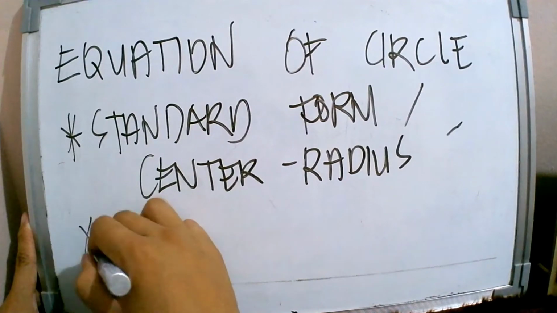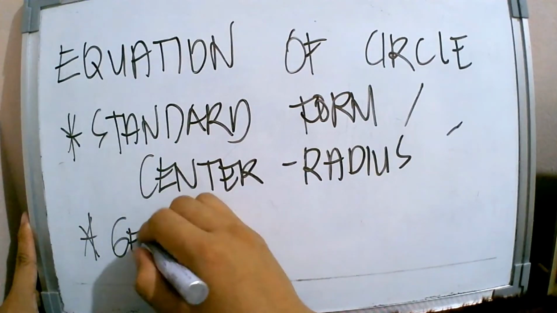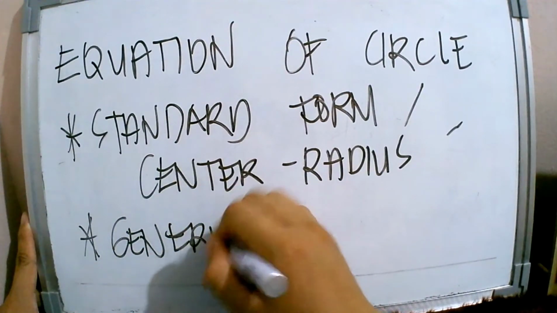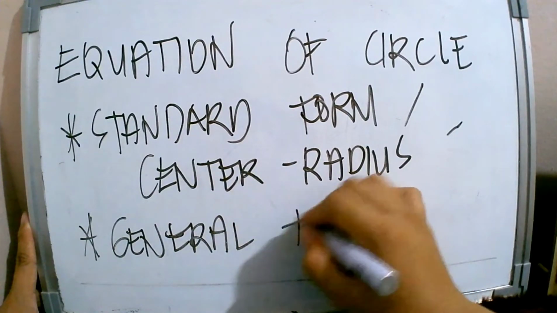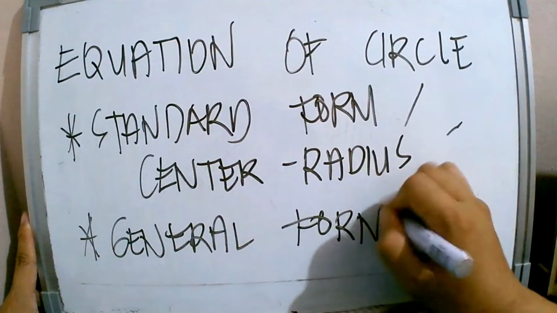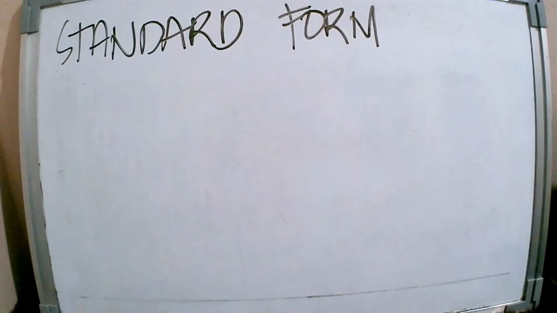The next form is the general form, and we will discuss this general form next week. Let's focus on the standard form of the equation. If the equation is in standard form, we can easily identify the center of the circle, which is h and k, and of course the radius.